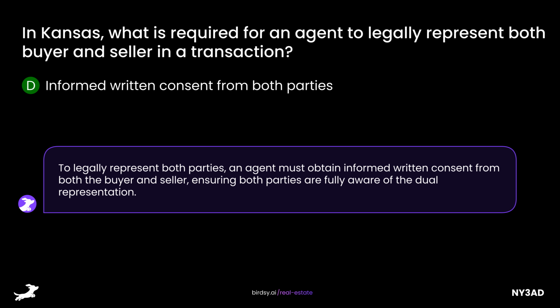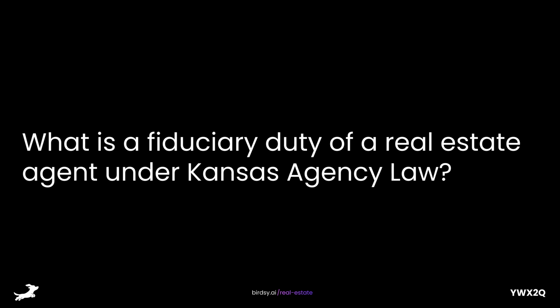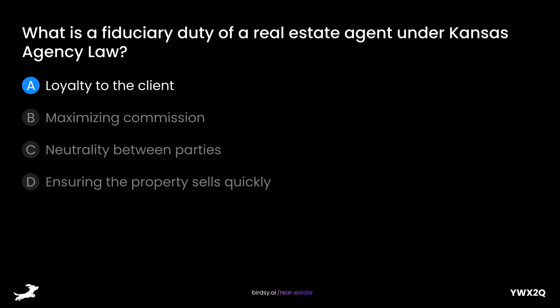To legally represent both parties, an agent must obtain informed written consent from both the buyer and seller, ensuring both parties are fully aware of the dual representation. What is a fiduciary duty of a real estate agent under Kansas agency law? Is it A, loyalty to the client, B, maximizing commission, C, neutrality between parties, or D, ensuring the property sells quickly? The answer is A, loyalty to the client.